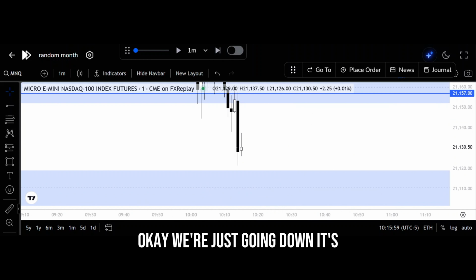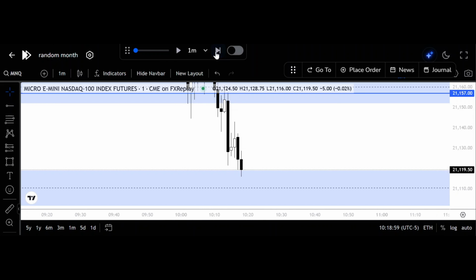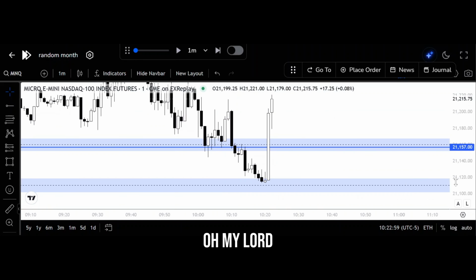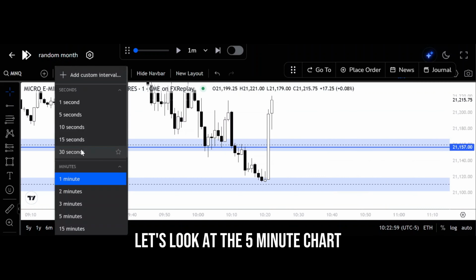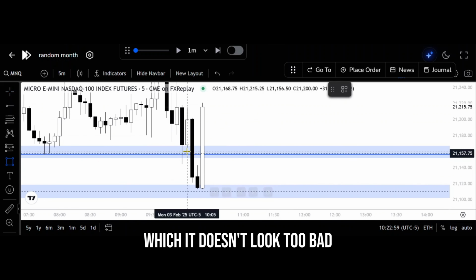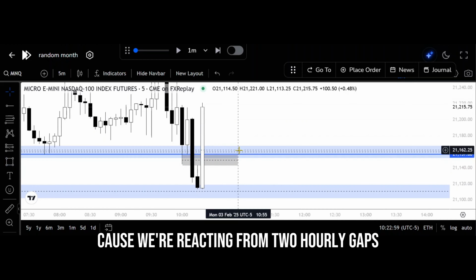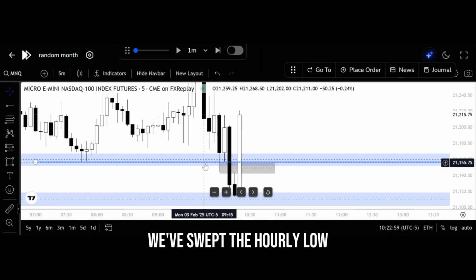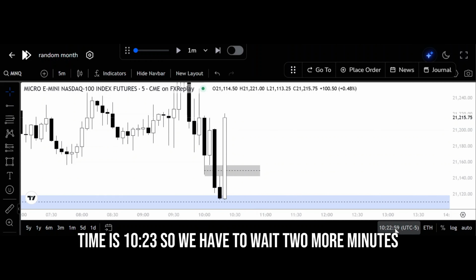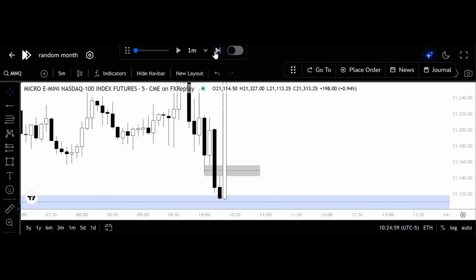Okay, we're just going down. Right. Oh my lord. Let's look at the 5-minute chart. Yep, we do have this 5-minute inversion, which doesn't look too bad because we're reacting from two hourly gaps. We've swept the hourly low. Let's just remove everything now so you can focus on the inversion. Time is 10:23, so we have to wait 2 more minutes.